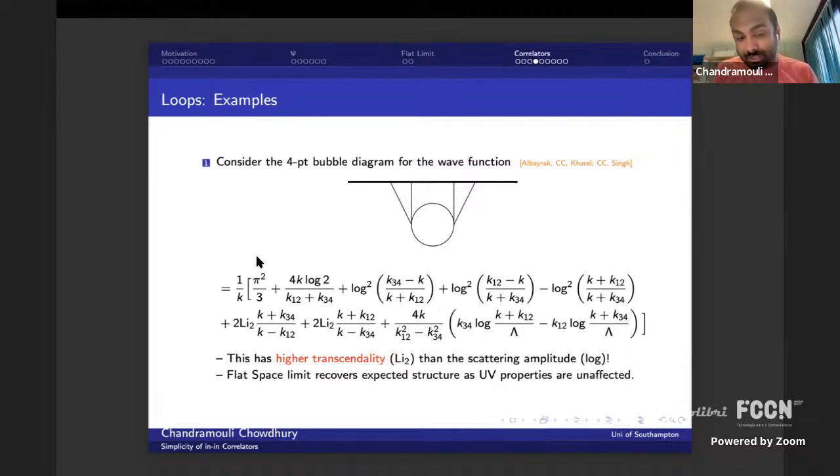You could take the flat space limit of this object, and you would expect the flat space limit to essentially recover the same structure as in flat space, because it has in fact the same UV divergence. This is because the UV divergence is independent of what space-time you're in. Right? Okay, but the takeaway point from here is that it's a dilog instead of a log.